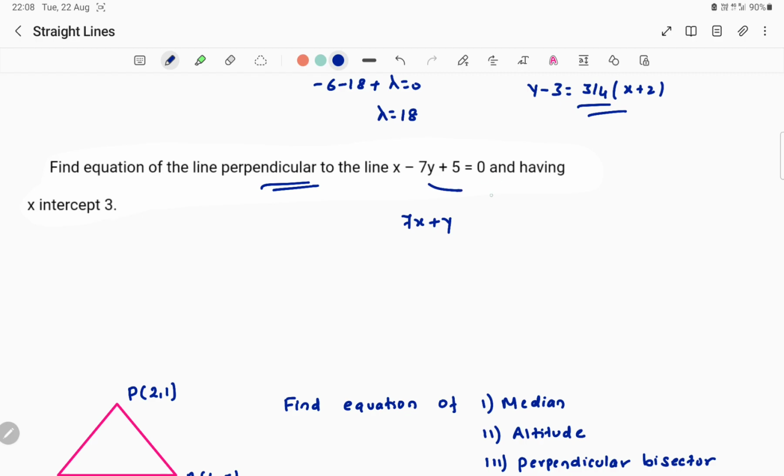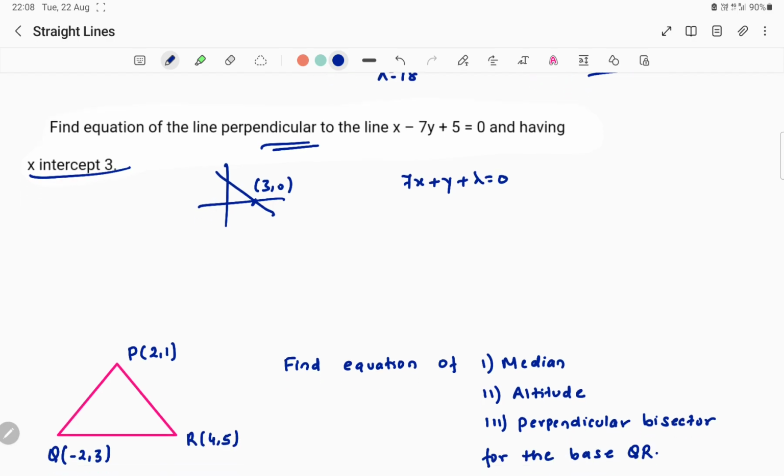So that's because here the slope will be how much? 1 by 7, and here the slope will be what? Minus 7. The product is minus 1. And take again some lambda equal to 0. Now we have to find this lambda. For that they're telling x-intercept is 3. What is x-intercept? X-intercept is this, isn't it? So when it is x-intercept, you can see the y coordinate will be 0, isn't it? It means this point is what? 3 comma 0.